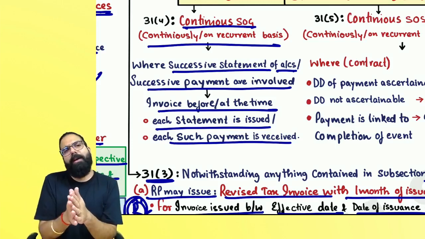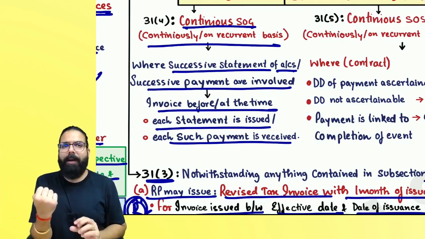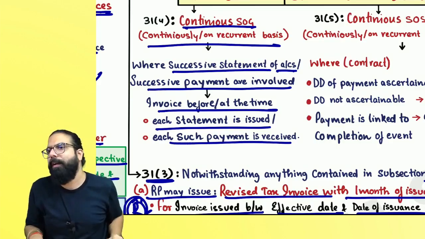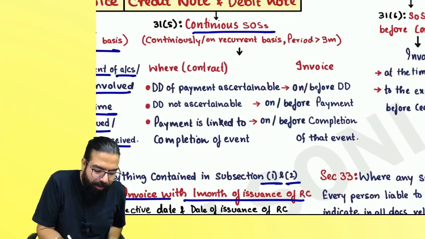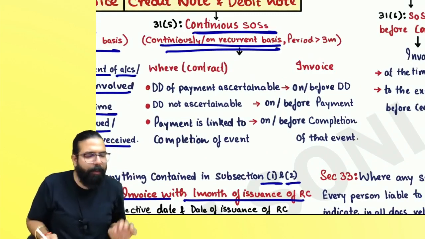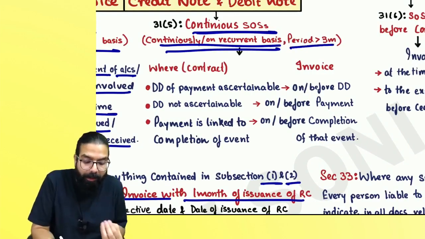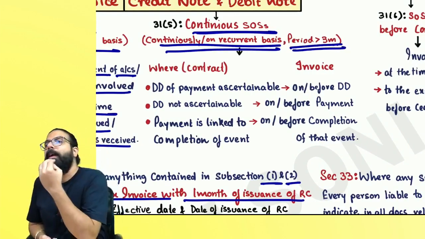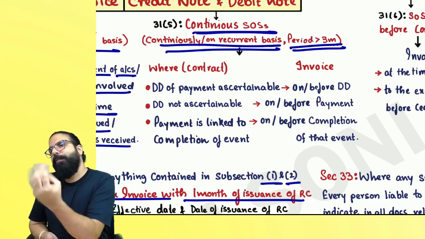So if a statement is there, when I am issuing the statement, I should give you the invoice. Or if I am receiving the payment, then on or before receipt of the payment, I should go ahead and give the invoice. The next one is continuous supply of service. Remember one thing, continuous supply of service means a service which is provided on a continuous or recurrent basis. But the important point to remember is it should be for a period of more than 3 months. Only then you can call it continuous supply of service.